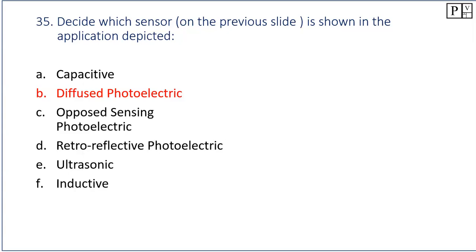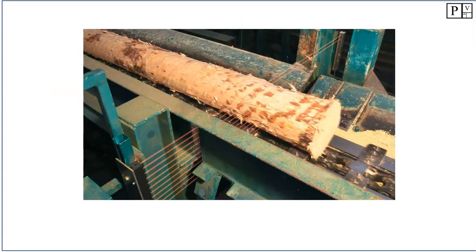sensor. So be careful. If I put the same sensor side by side, then sometimes you think, oh, the last one was diffused, so there's no way that this one could be diffused. There's a little bit of mind games that I'm giving here. So you may have the same sensor on both questions. Okay, let's take a look at the next one.